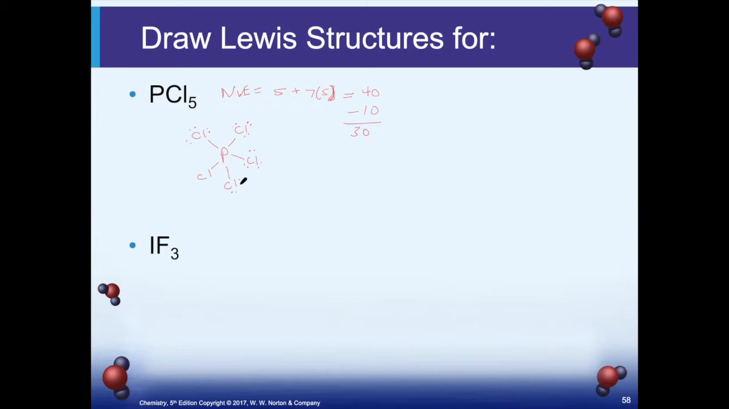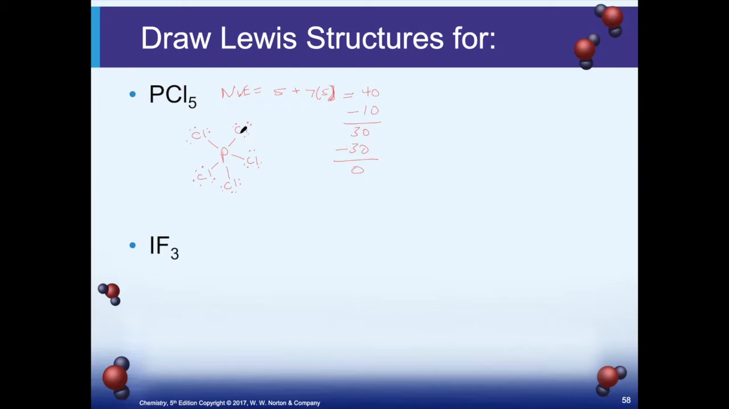Drawing lone pairs is the tedious part. Okay, so in that case, I just added 6 to each chlorine, right? 2, 4, 6, and I did that 5 times, so 6 times 5 is 30. So I used up all 30 of my electrons. Now, pardon me, all the electrons have been assigned.